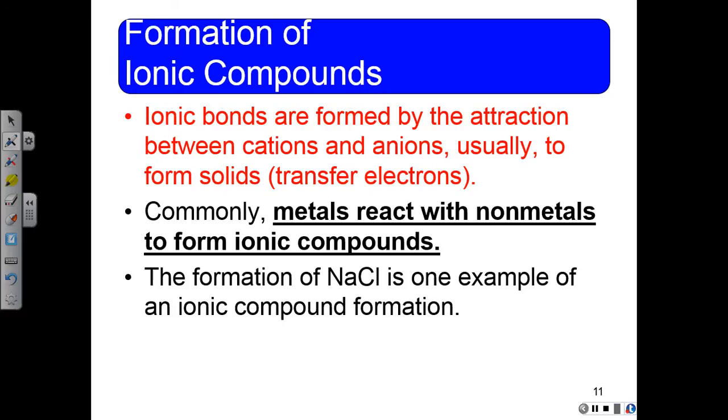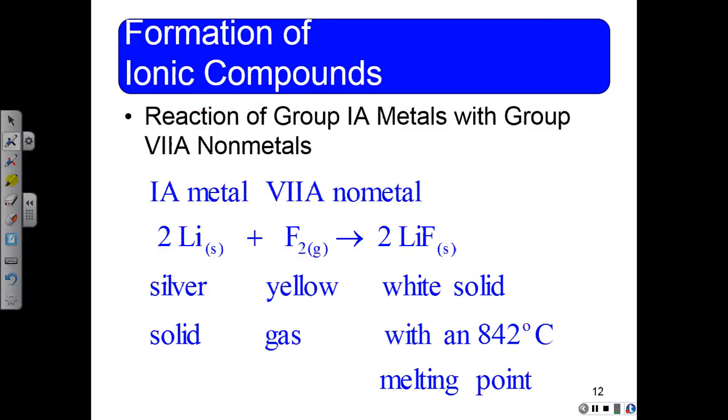Okay, NaCl is an example. We'll look at more examples, but that's just table salt, right? Na has a +1, chlorine has a -1, so they attract.